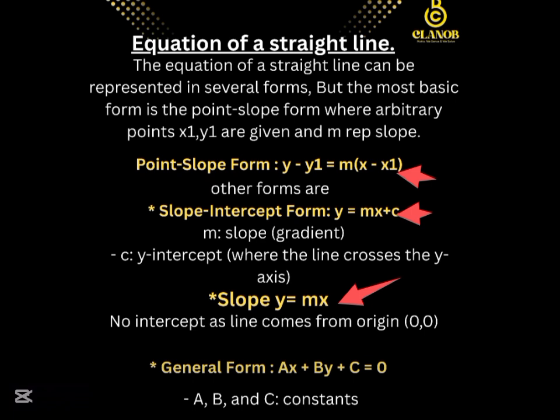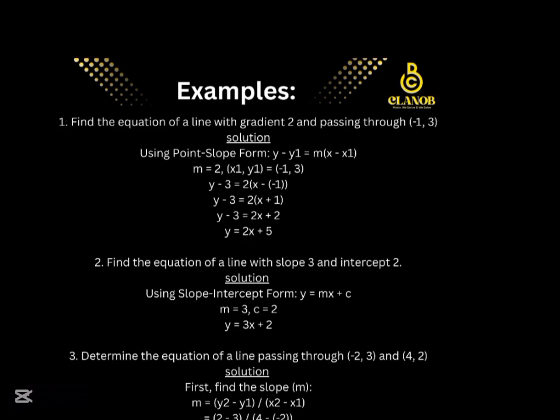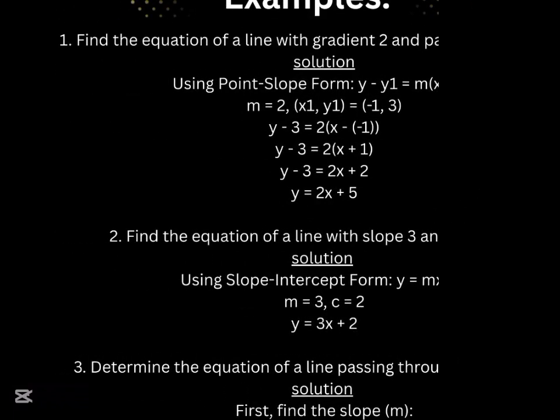So you have these 4 major forms of representing the equation of a straight line, and I say the one we'll be using the most is the point slope form. So do well to write that down in your notebook. Now let's continue. We have some examples here to fully understand how to find the equation of a straight line.